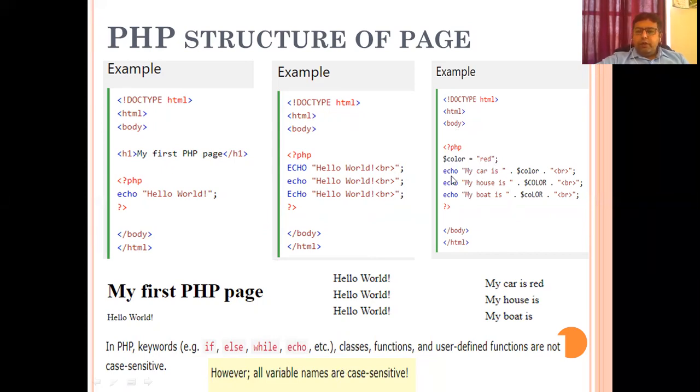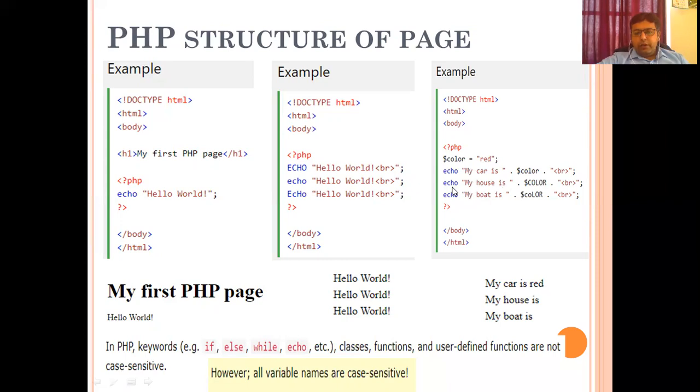Now if you want to print this message with echo, this is the message: my car is, then dot is used for the concatenation. So my car is red color. If you want to do this thing, dot is used for the concatenation. So dot, then dollar color, if you are writing, then it will print my car is red. BR is for new line.